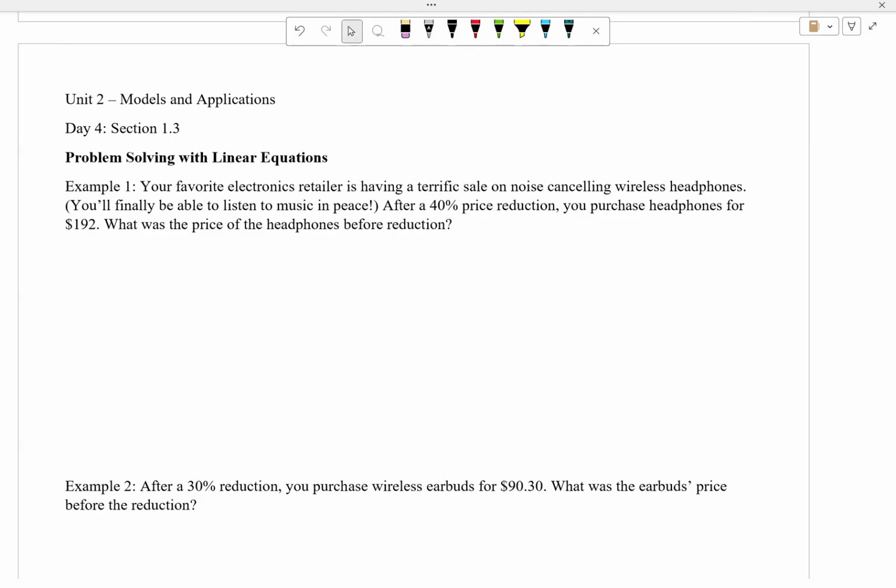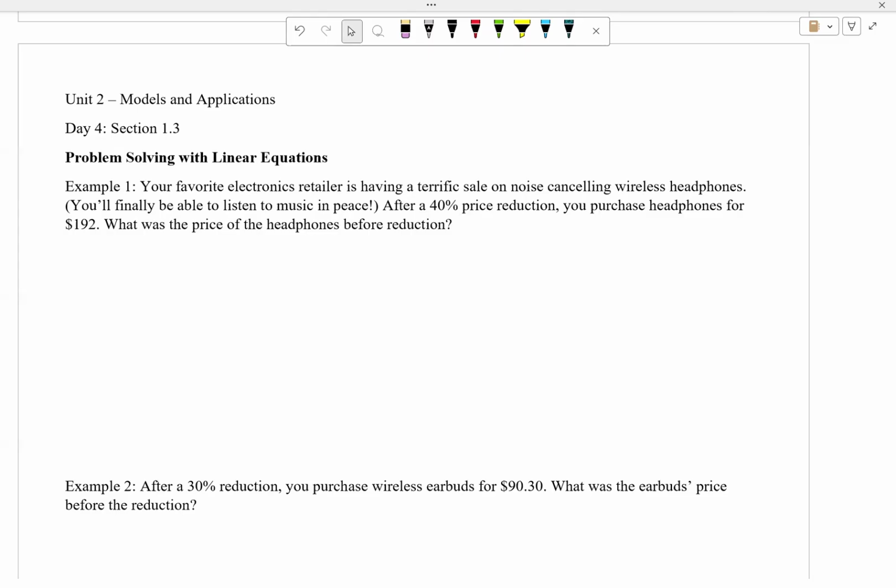So example one. A lot of these you could do kind of in your head, but none of them should be done in your head. Your favorite electronics retailer is having a terrific sale on noise canceling wireless headphones. You'll finally be able to listen to music in peace. After a 40% price reduction, you purchase headphones for $192. What's the price of the headphones before reduction?